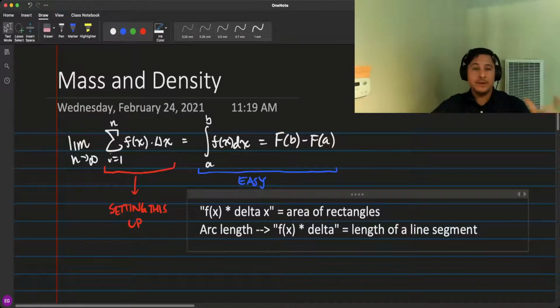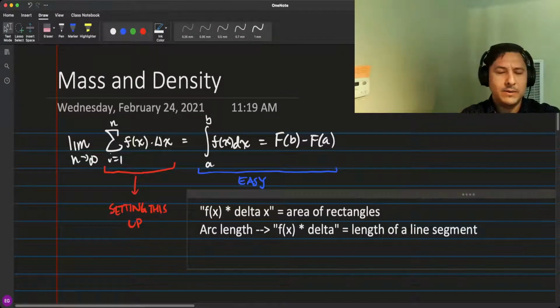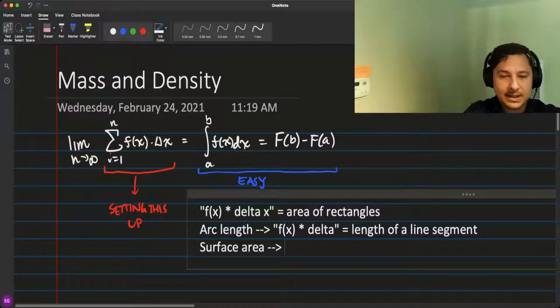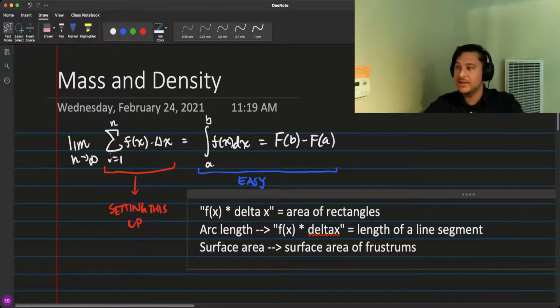At first we were adding together areas of rectangles. And then we thought, why don't we just do that with the lengths of line segments? And then when we were doing surface area, why don't we just let f of x times delta x be equal to the surface area of frustums? And we added those together, and when we took the limit, that gave us our surface area.